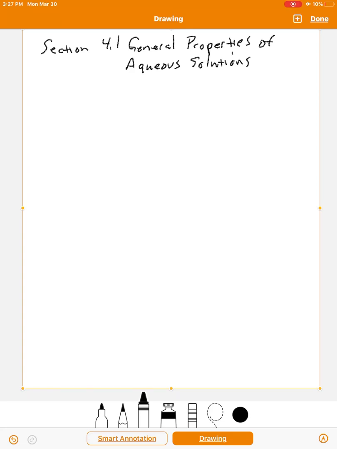Okay, let's talk a little bit about section 4.1. We're going to talk about the general properties of aqueous solutions. Now, the general properties we're going to talk about are very specific. They have to do with the idea of solubility. So the idea is, does something dissolve in water?